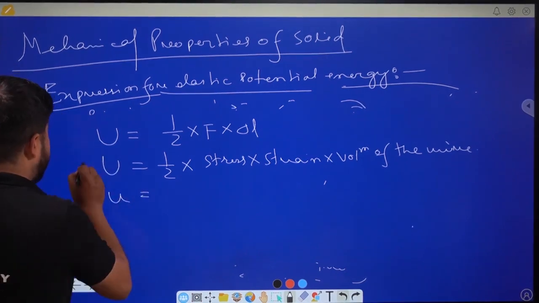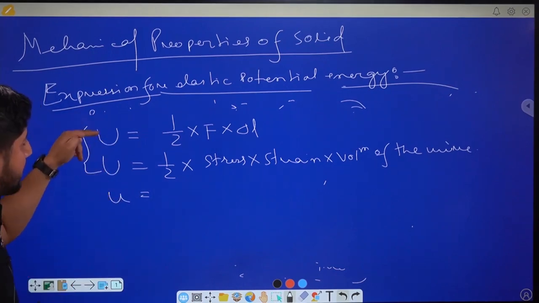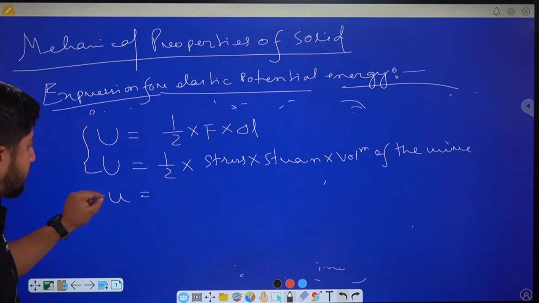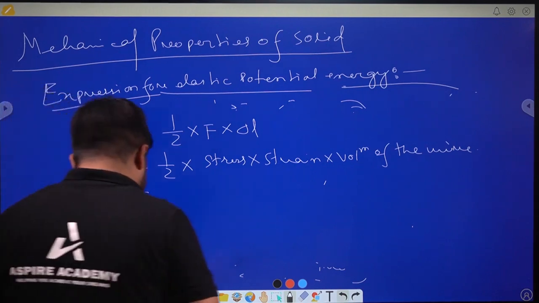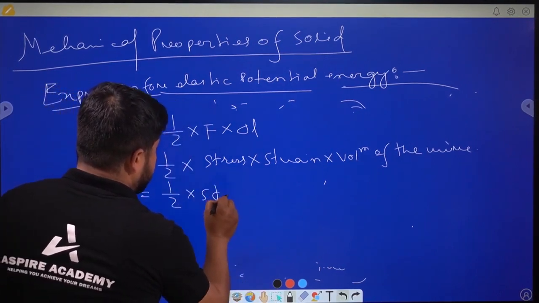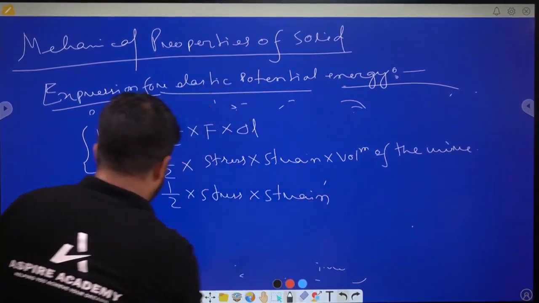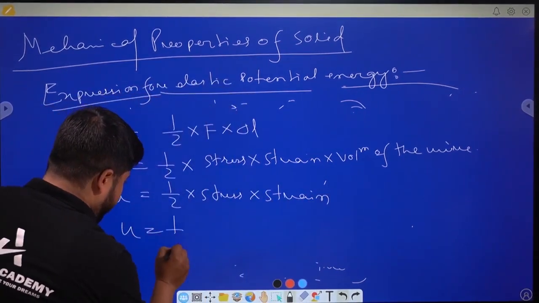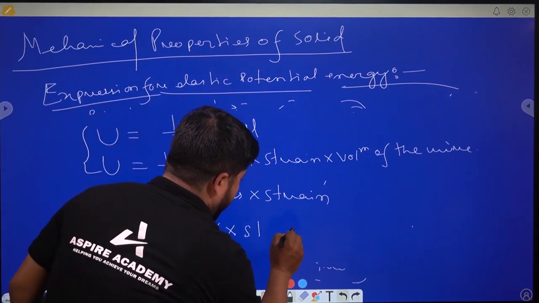These two equations are the same. These two expressions are different. These two equations are called elastic potential energy, and small u is called elastic potential energy per unit volume, which is expressed as half into stress into strain, or u is equal to half into Y into strain whole square.